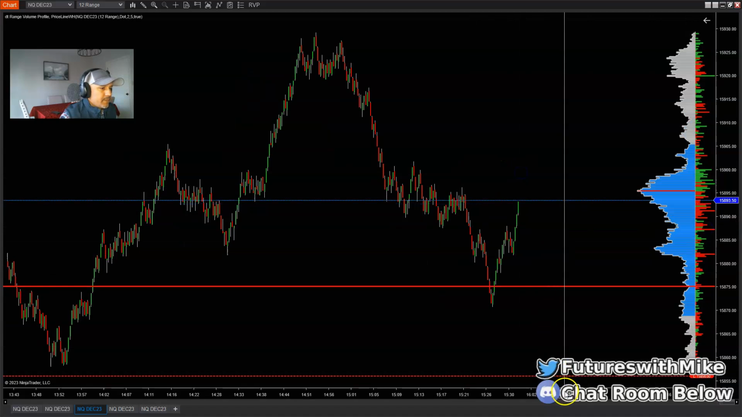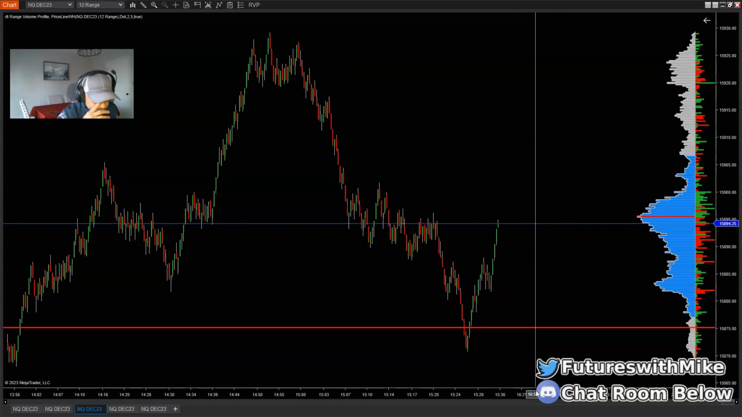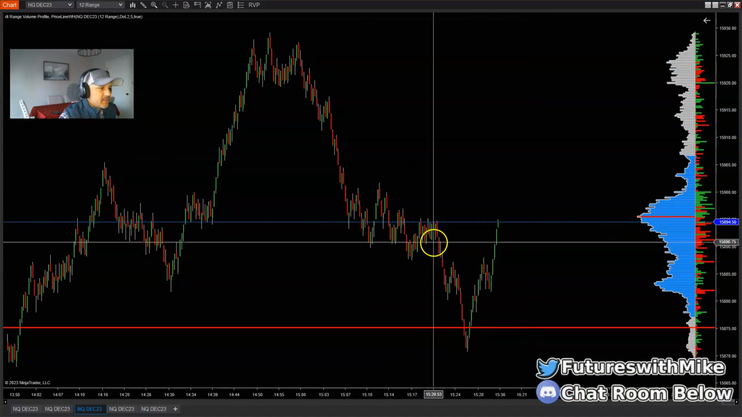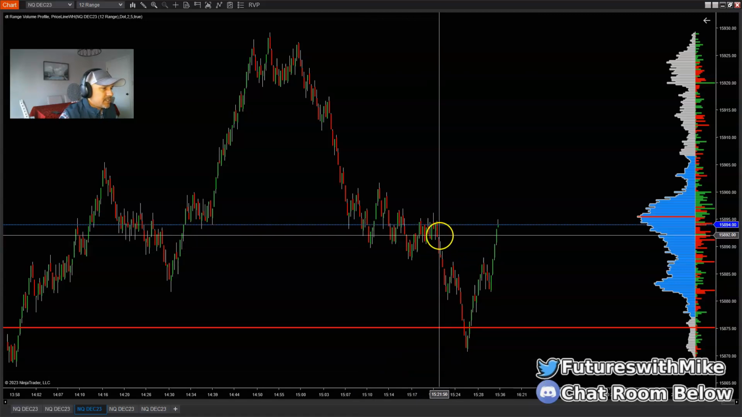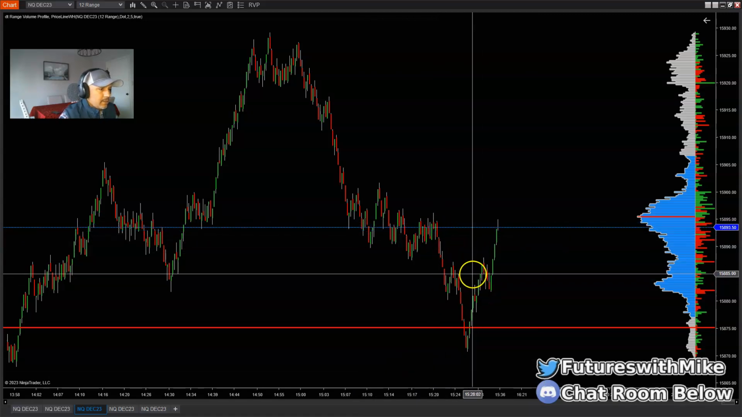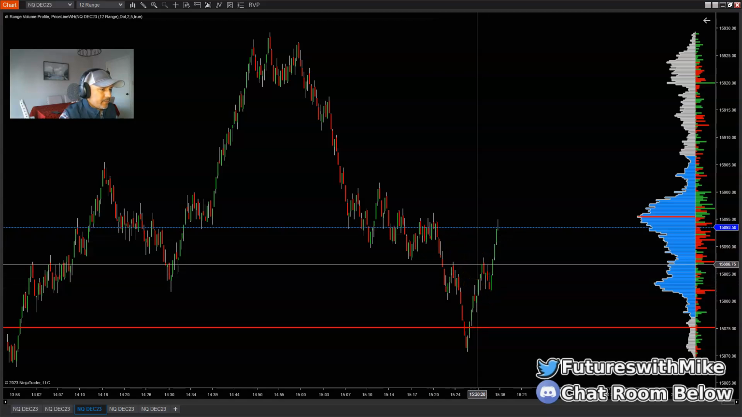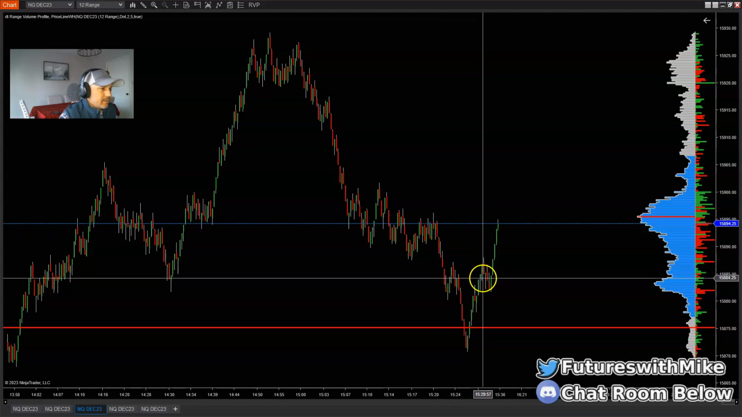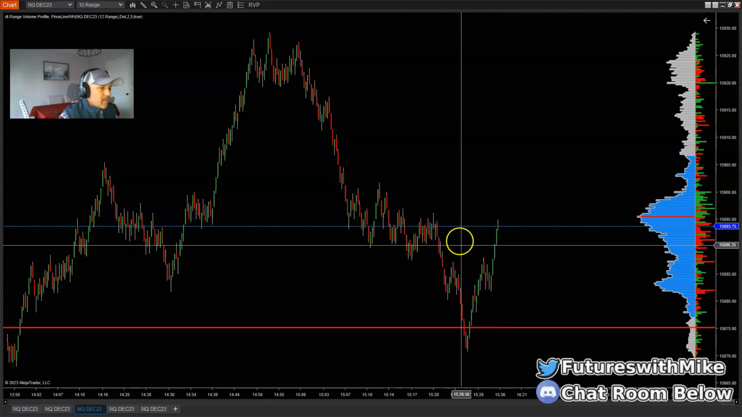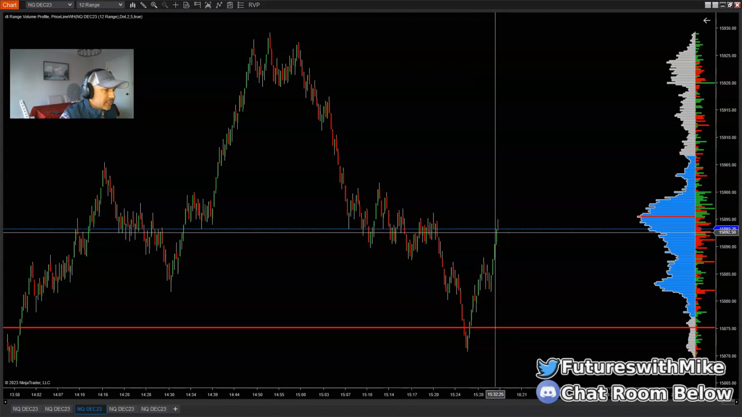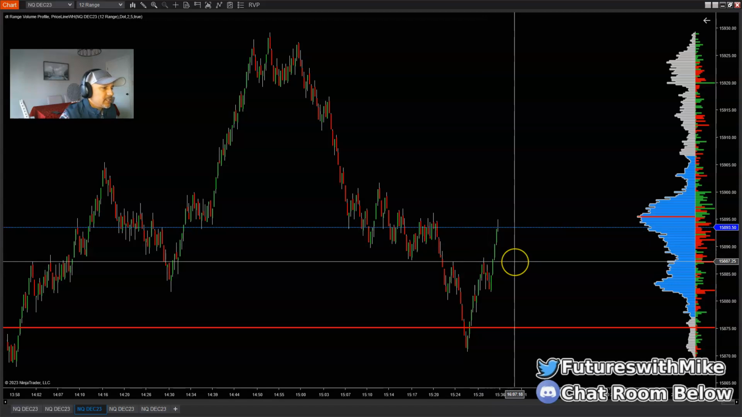Okay, let's see. This right here is an area of supply. Take a look here. The market could reject this area off the lower time frame and come back and test lower areas. We'll see.